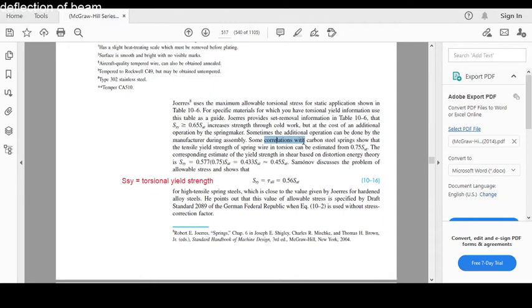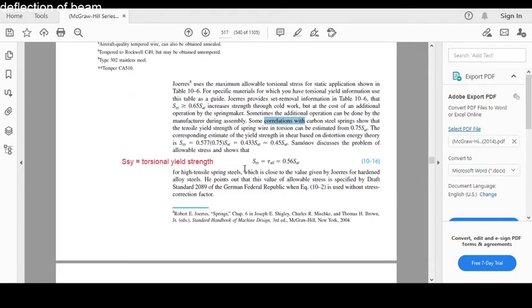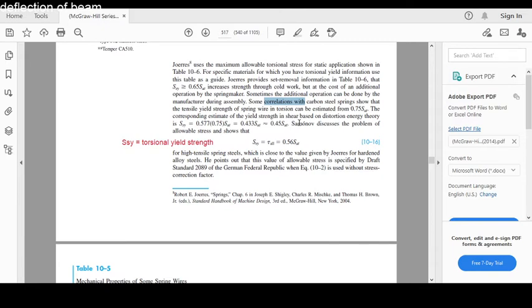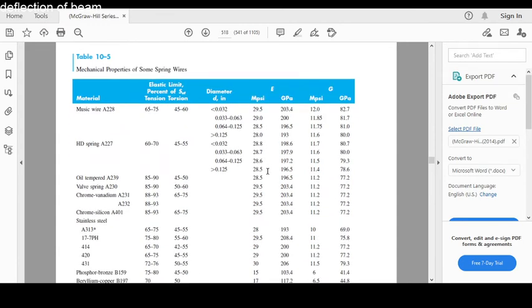Some correlation with carbon steel springs shows that the torsional yield strength of the spring wire in torsion can be estimated from 0.75 ultimate tensile strength. So, Samonov discussed the problem of allowable strain that shows that Sy, the shear stress overall, equals 0.56 ultimate tensile strength. Okay, which is close to the value given by Joerres for hardened alloy steel. He points out that this value of allowable stress is specified by a draft standard of the German Republic. Okay, so this is the equation.